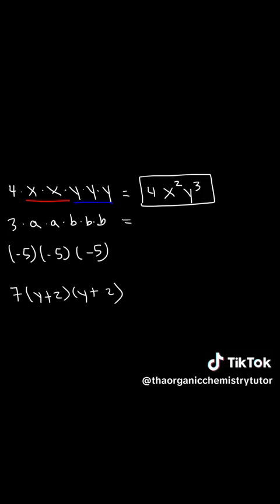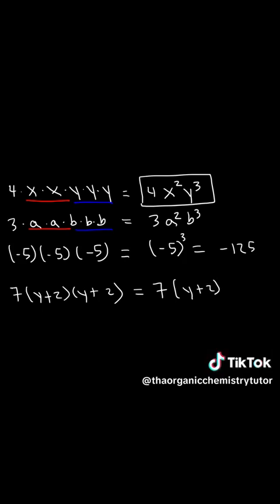Now what about the second one? We have 1, 3. We have 2 a variables and 3 b variables. So this is going to be a squared b to the 3rd. In the next example, we have 3 negative 5. So it's negative 5 to the 3rd power, which we can reduce to a single number. Negative 5 times negative 5 is positive 25. And positive 25 times negative 5, that's negative 125. In the last example, we have a 7 and 2 y plus 2 terms. So it's 7 times y plus 2 squared.